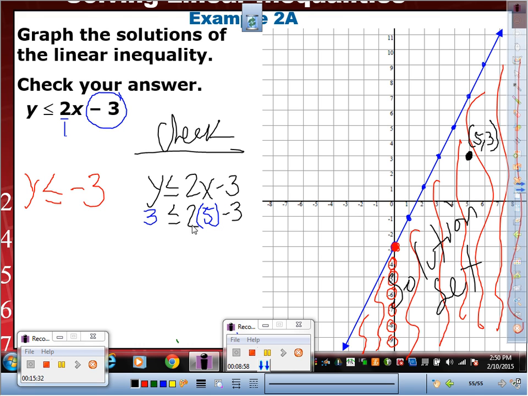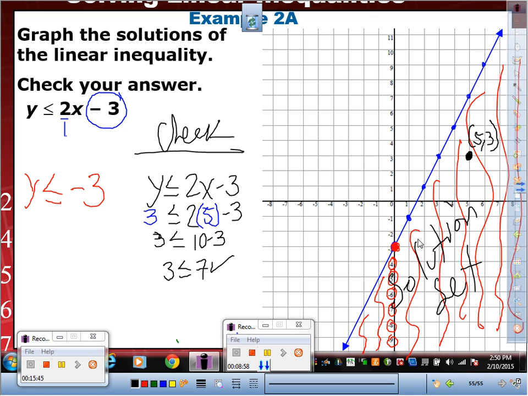What is 2 times 5? That's 10 minus 3. What is 10 minus 3? 7. Is 3 less than or equal to 7? Yes, that's why that point worked, because it's part of the what? Solution set.